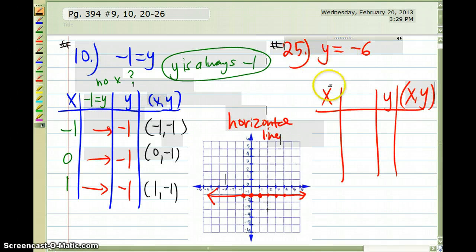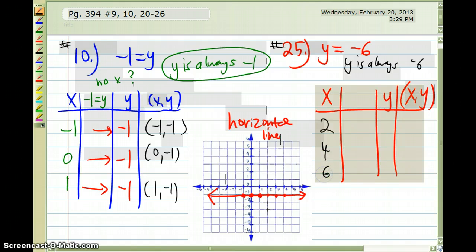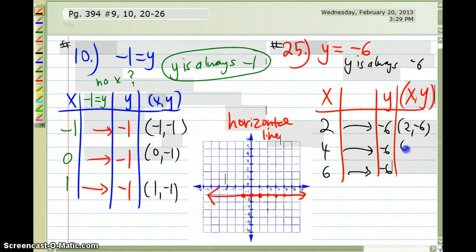Okay. I'm going to skip over to question number 25, right over here in the corner. And number 25 is very similar. Y here is -6. So y is always -6 in this question. So what that's going to tell me is if I choose, let's say, 2, 4, and 6 as my x's, my y's will still always be -6, no matter what. So when I go to graph my numbers, I'm going to be around the -6.